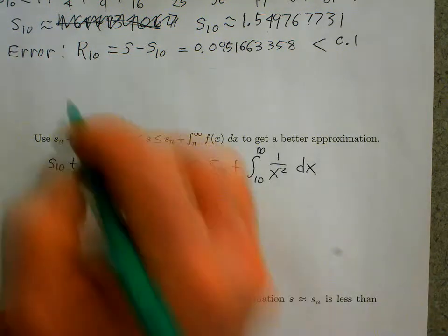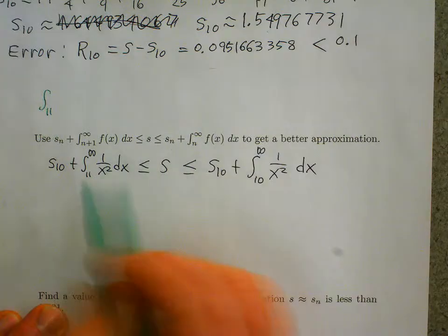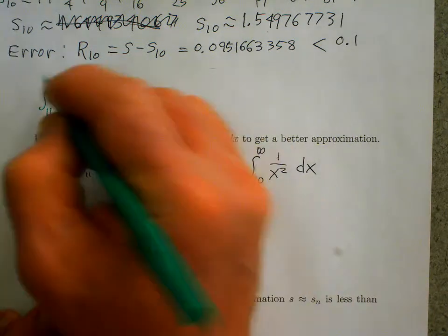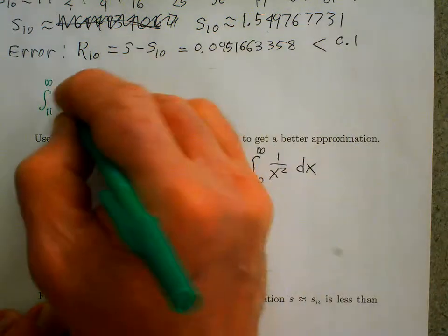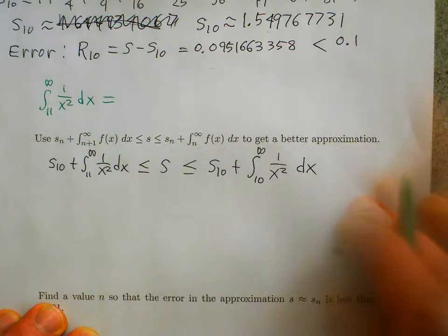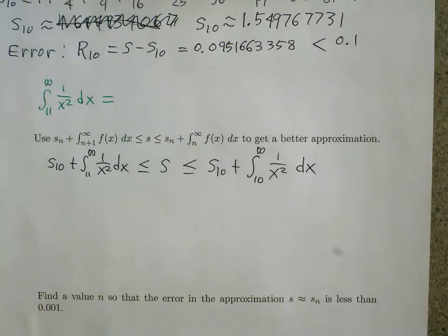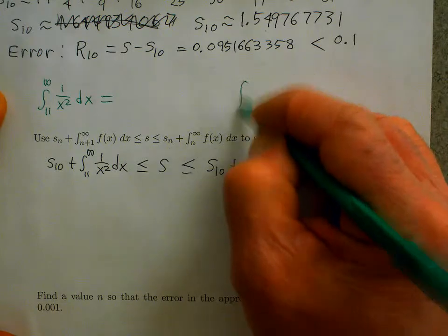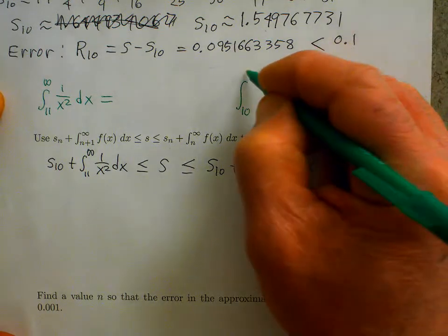So up here, let's find what the improper integral of 1 over x squared dx from 11 to infinity is. I'll give you a minute or two. You can tell me what that's equal to. And then after that, we'll find the improper integral of 1 over x squared from 10 to infinity.